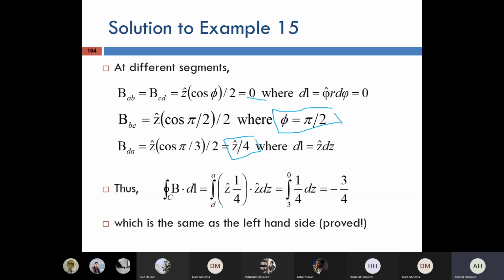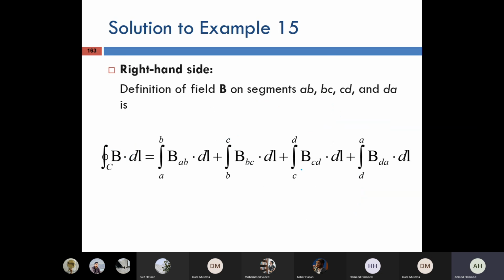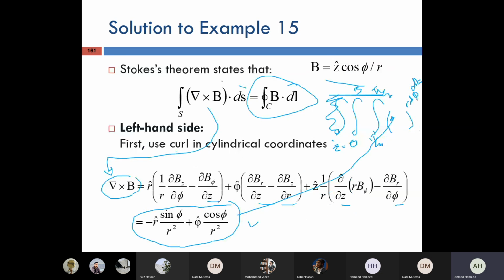If you sum all these parts, you will have only one part, from z divided by 4, z dz. So from 0 to 3, you can see this is equal to 3 divided by 4. So what we can conclude here is that the left hand side is equal to the right hand side. That's it, so we have proved that the left hand side of the equation of Stokes theorem is also equal to the right hand side.